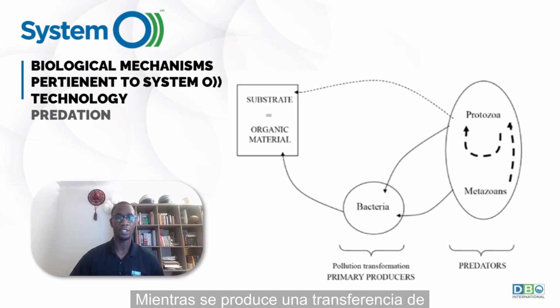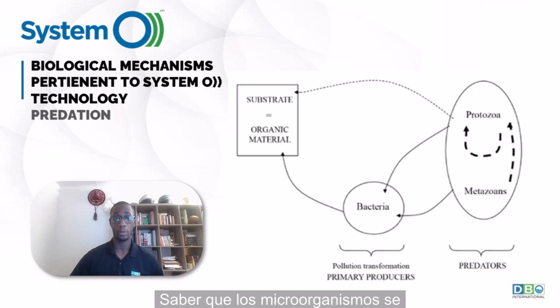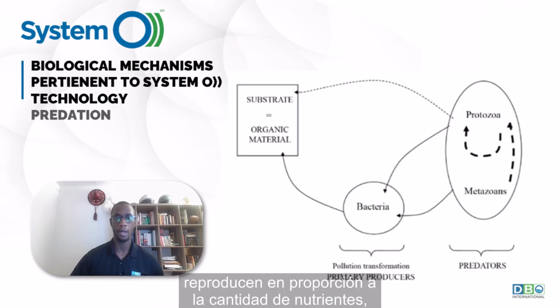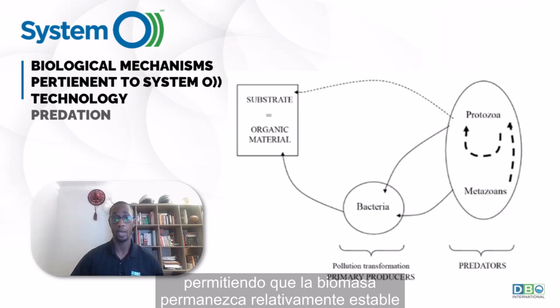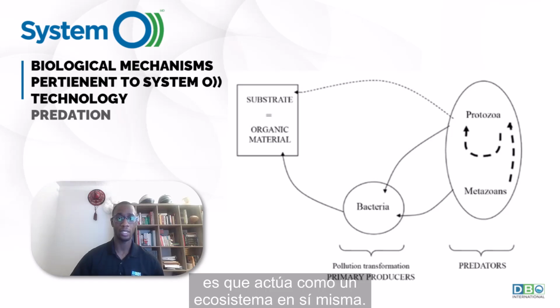While there is an energy transfer from one trophic level to another, a reduction of living biomass is observed, knowing that the microorganism reproduces proportionally to the amount of nutrients. A certain equilibrium establishes itself inside of the system, allowing the biomass to remain relatively stable. An advantage of the advanced and bioseptic technology is that it acts completely as an ecosystem.